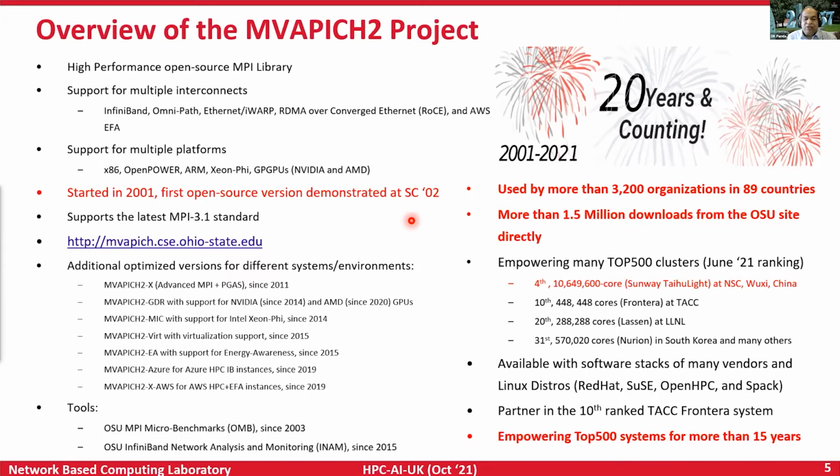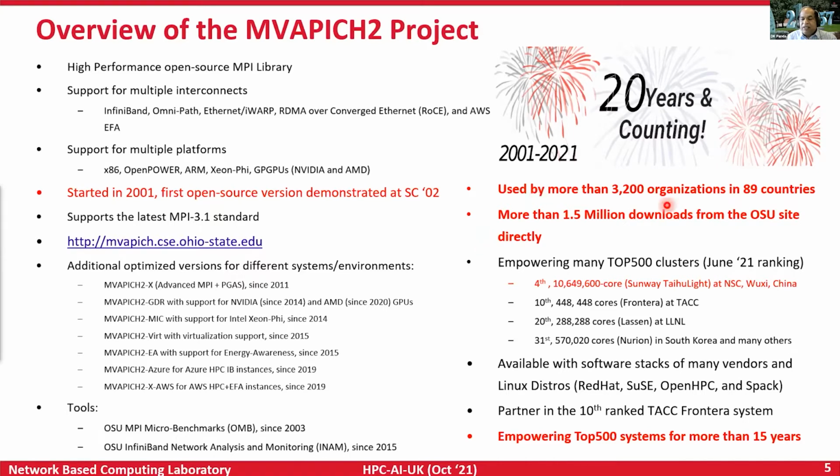And over the years, of course, we have expanded this to all different interconnects: Omni-Path, iWARP, RoCE, AWS EFA. We are also working with a newer network called Rockport Networks. We have extended into all different platforms, accelerators. And we have also been evolving with the MPI standard. The latest we support is MPI 3.1. As you know, MPI 4 was introduced a few months back, so we are working on it, and very soon you will see MPI 4 support also.